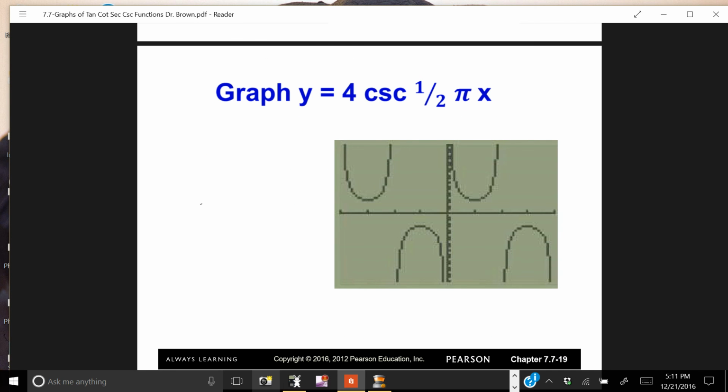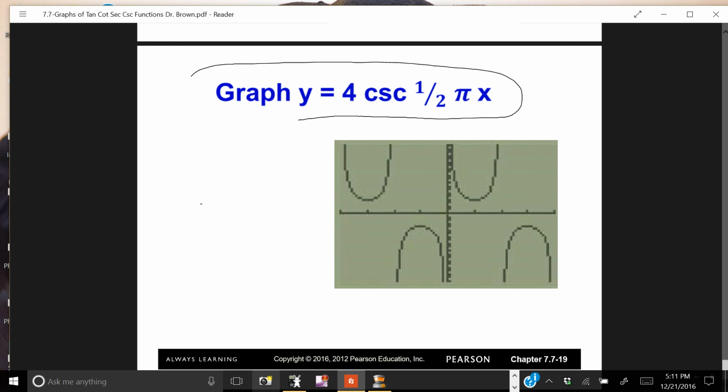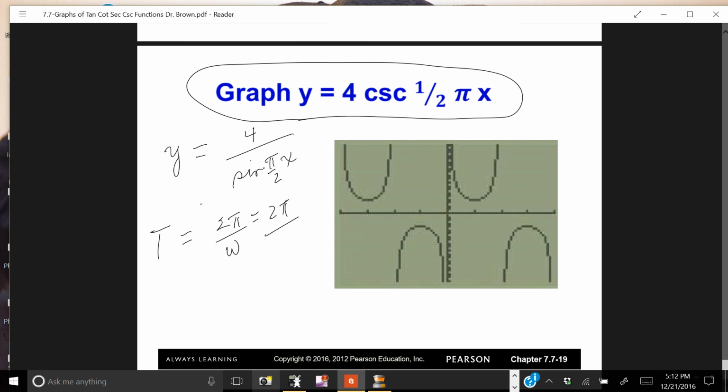In this example, we're going to calculate and graph y equal 4 cosecant of 1/2 pi times x. The period, first of all, we'll write that y is going to be equal to 4 divided by sine of pi over 2 times x. The period is going to be the same as the sine function, which will be 2 pi over omega, which is 2 pi divided by pi over 2 equals 4. So the period of this function is 4.